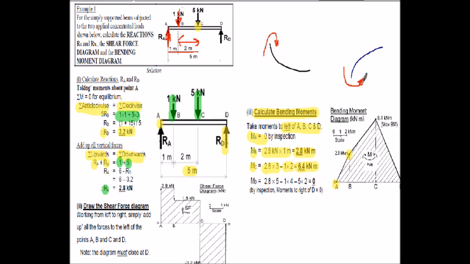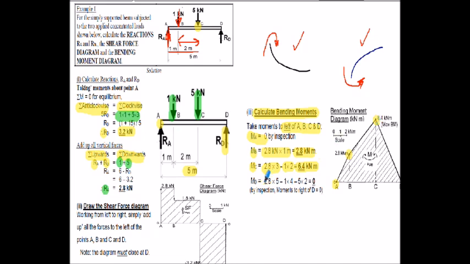So the 2.8 times the 3 is trying to do this to the beam, so it's positive, but the 1 times 2 is trying to do this to the beam, so that's a negative bending moment. Okay, so that's how we get to the 6.4, and then we simply plot the 6.4 at point C on the diagram, there's a point there.